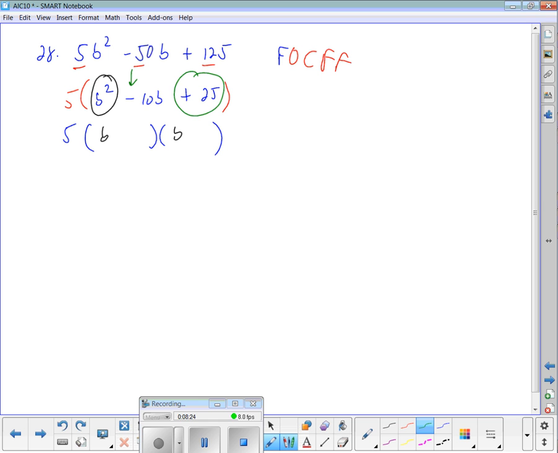It's the only choice. Can't use a positive and a negative. Okay? So it's got to be a negative times a negative. So I've got negative 25 and -1, or -5 and -5. And lo and behold, there's 5 negative b's and 5 more negative b's to give me my -10 b's.